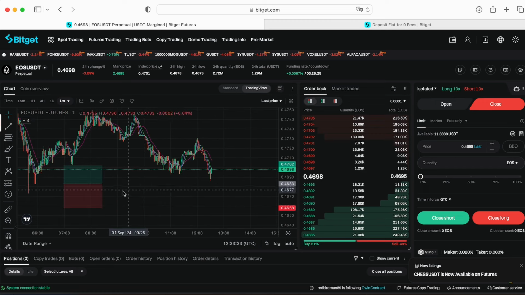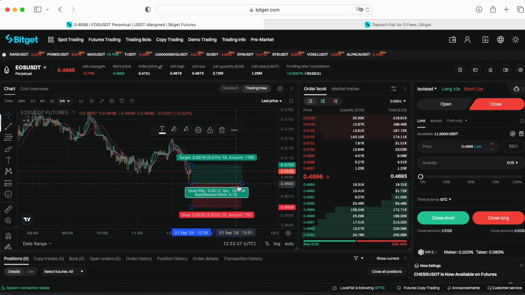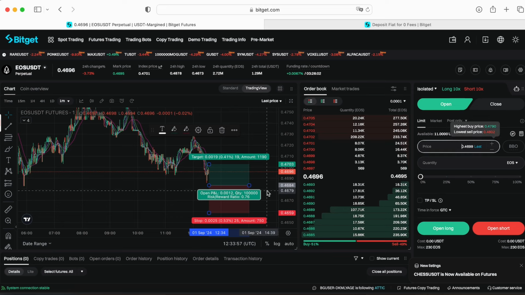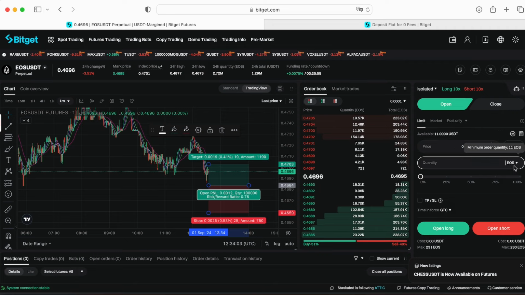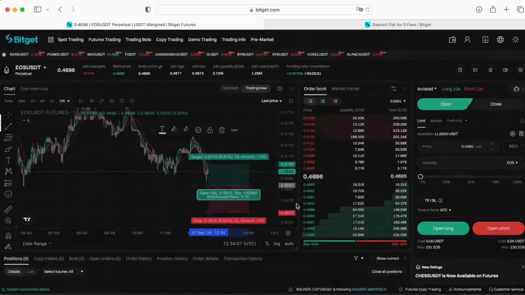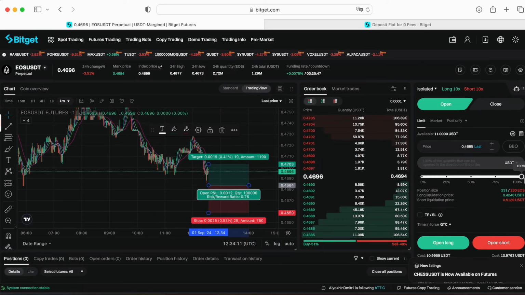I would like to open a position here by limit order with stop loss at 46.59. And I would like to open at 46.83. So let's add a limit order, 46.85. Quantity, I would like to count in USD. So I would like to open this one.